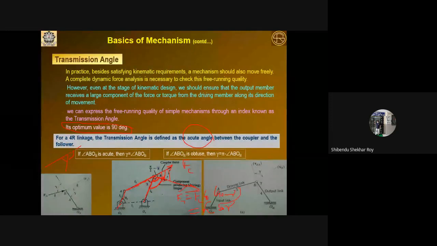Suppose I want a certain amount of torque in the output link, FT. In order to get FT, if your gamma value is less than 90 degrees, then FC multiplied by sine gamma becomes lesser. That time more FC is required to get a desired FT. But if you can keep gamma at 90 degrees, then you will get the maximum amount of force responsible for the torque. So your optimal angle is 90 degrees.